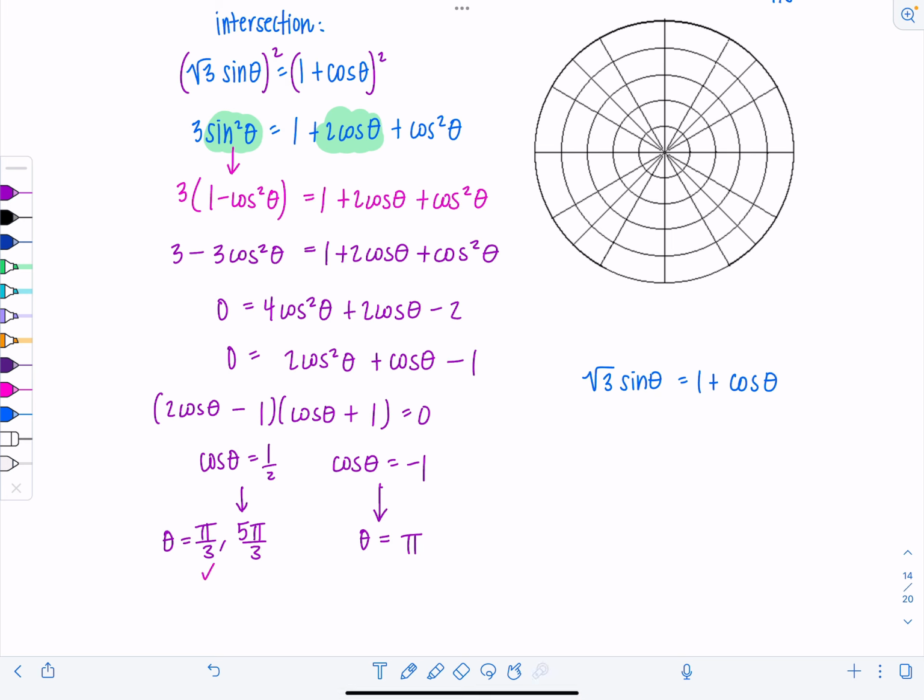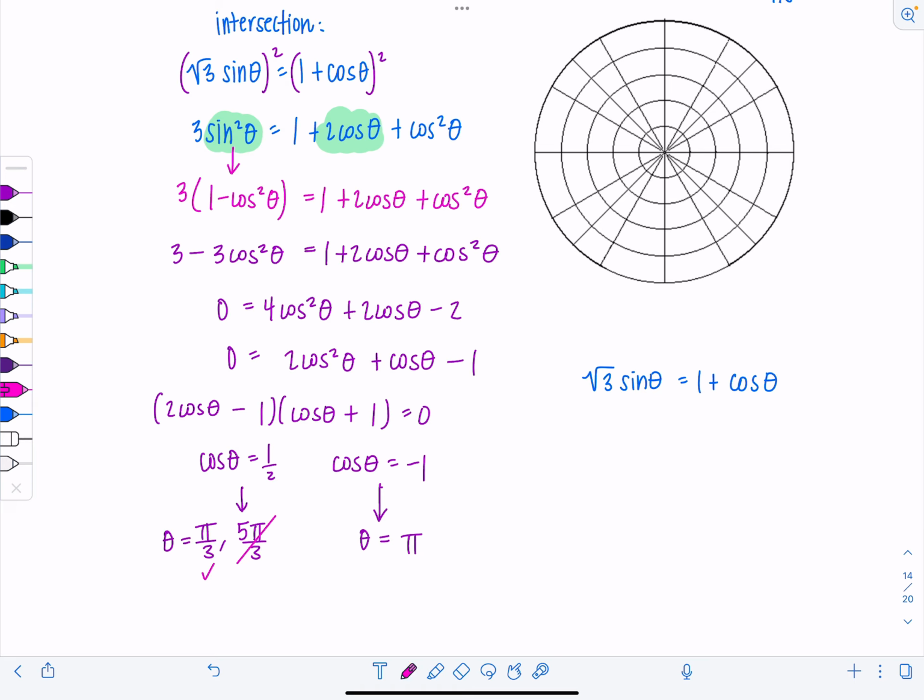5 pi over 3. Sine of 5 pi over 3 is negative, so then this would be -3/2. Okay, so that one doesn't work. Check that one out. Pi, sine of pi, that's 0. So this is 0. And then cosine of pi is -1, so that checks out.